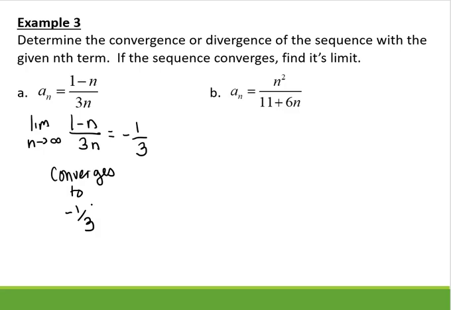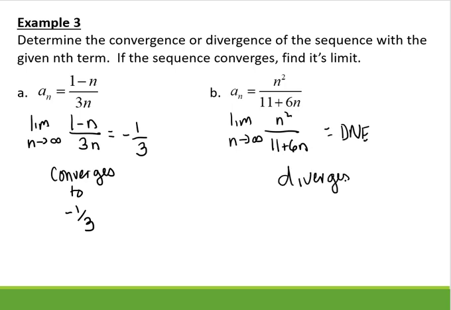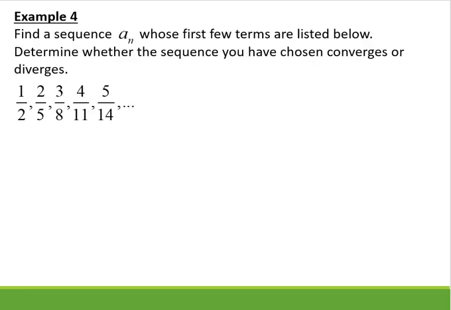Now, this one: the limit as n goes to infinity of n squared over 11 plus 6n. Hopefully you realize that the top power is bigger than the bottom power, so this limit does not exist because it goes to infinity. So this one diverges. What am I doing? There we go. That's what I'm doing.